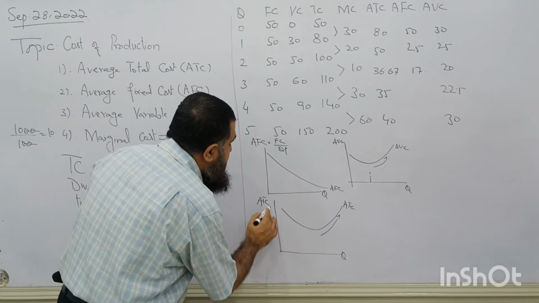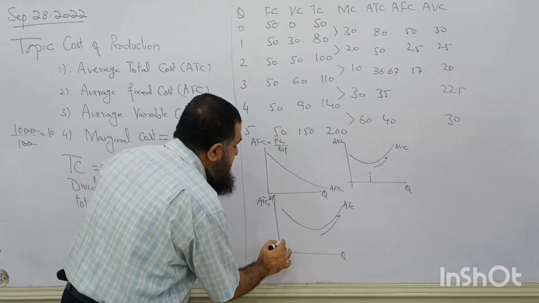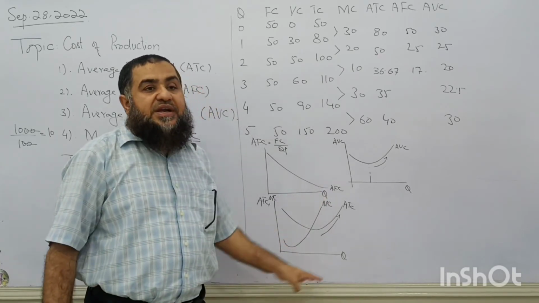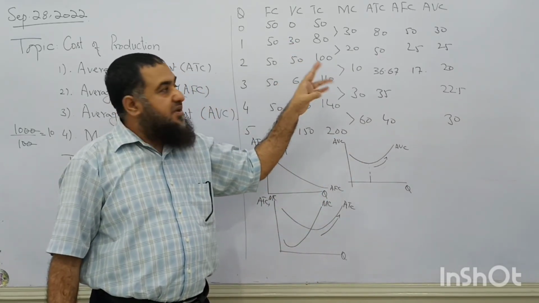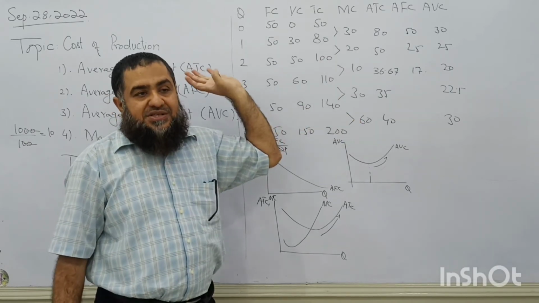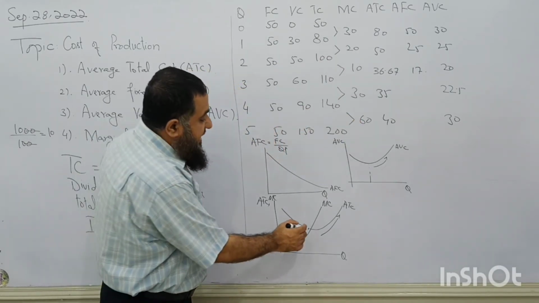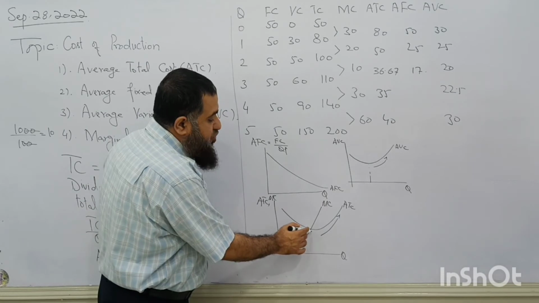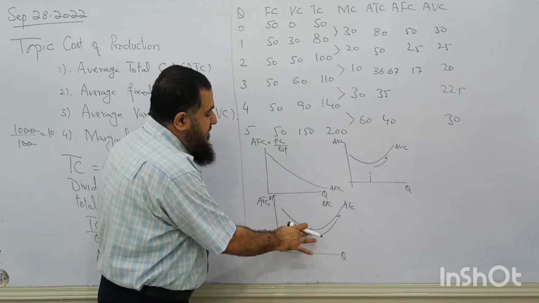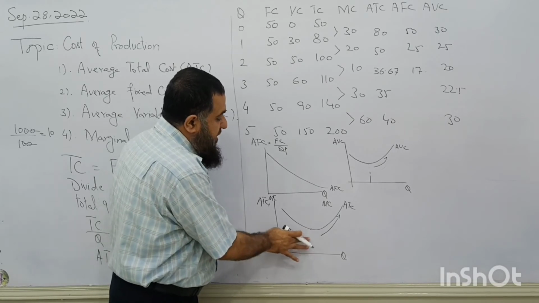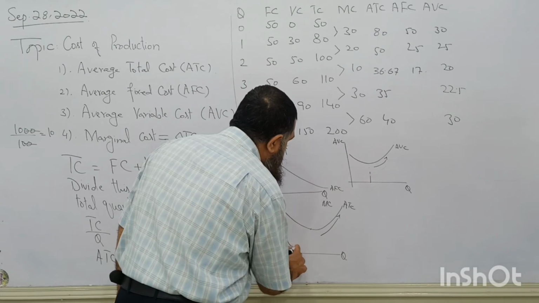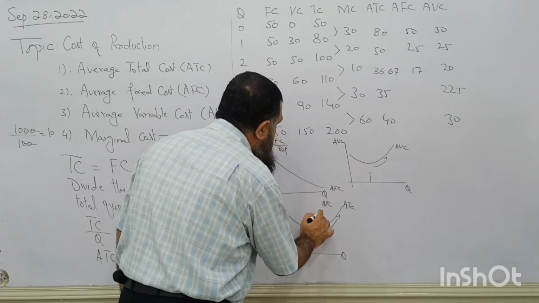Marginal cost is having this shape. This one. Steep fall and steep rise. Fall coming, then steeply it is going to increase. But it is intersecting the average total cost at its minimum point. This is not the minimum point. I should make a minimum point for the average total cost first of all. This is the minimum.